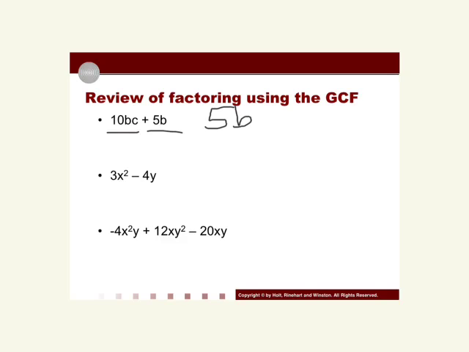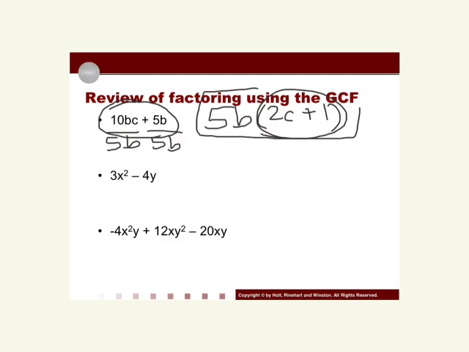So I write that on the outside, and now I have to decide what has to go inside the parentheses. And we determine that by now dividing each of these terms by that GCF. And so if I take 10bc divided by 5b, I'd be left with 2c. And if I take 5b divided by 5b, I'd be left with plus 1. And it's important that we put the plus 1 there because, again, however many terms are in our original problem, that's how many terms have to be inside the parentheses there. So my final answer is 5b times the quantity 2c plus 1.